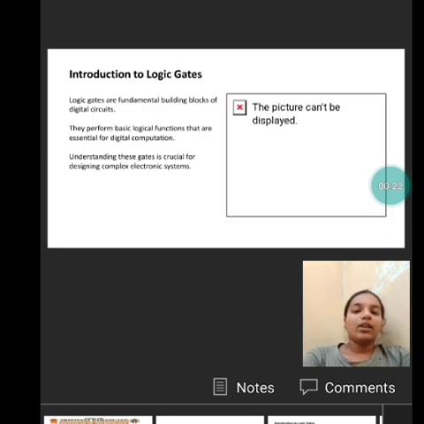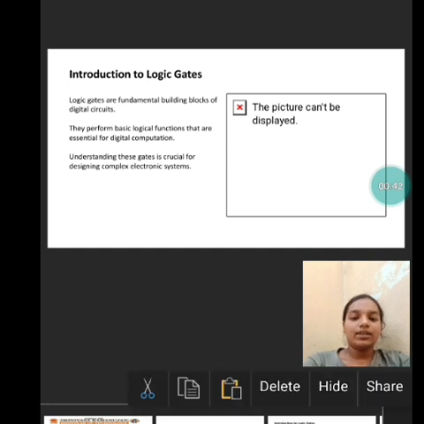Next slide. Introduction to logic gates. Logic gates are fundamental building blocks of digital circuits. They perform basic logical functions that are essential for digital computation. Understanding these gates is crucial for designing complex electronic systems.